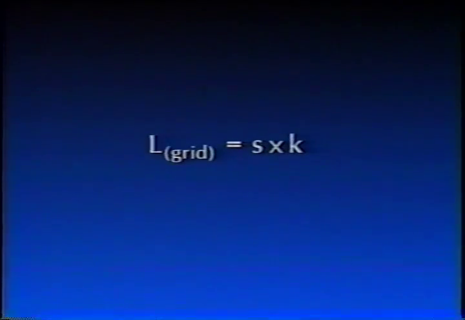The grid length, L sub grid, is calculated by multiplying the point scale factor, k, together with the geodetic length of the line, small s.